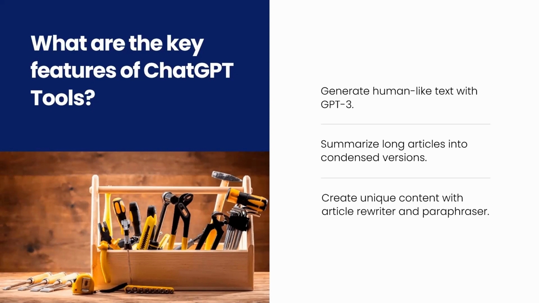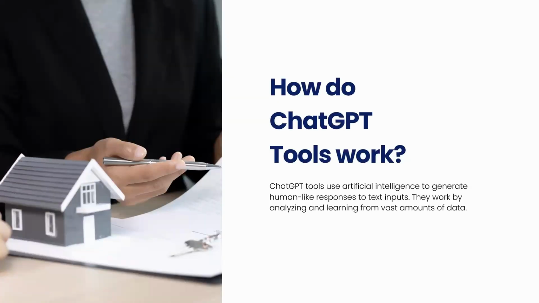It can summarize articles. If you have documents of tens of pages, you can just ask ChatGPT, and it will summarize and give you a very refined version, so that you'll be able to understand the topic, or present it to people. How this works is, it uses artificial intelligence to generate human-like responses to text inputs or image inputs.